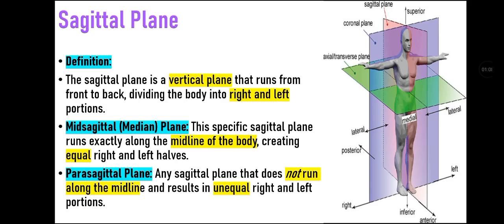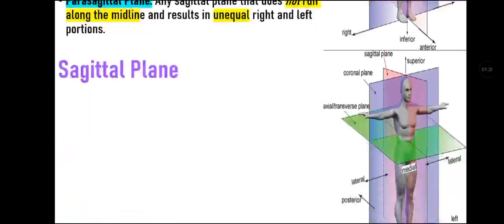Mid-sagittal plane can be defined as the specific sagittal plane that runs exactly along the midline of the body, creating equal right and left halves of the body. The other type of sagittal plane is parasagittal plane, that is any sagittal plane that does not run along the midline and results in unequal right and left portions.